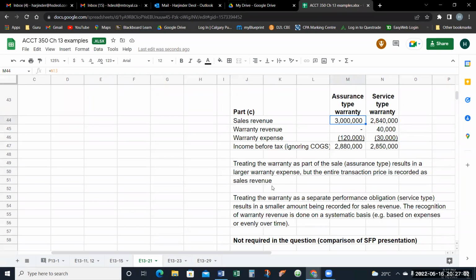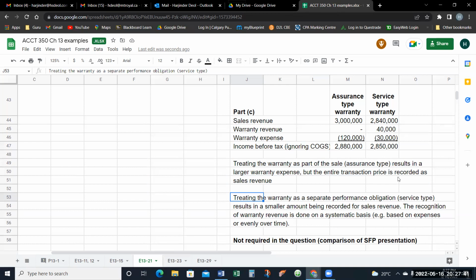revenue. In contrast, when we treat the warranty as a separate performance obligation, we get a smaller amount being recorded for sales revenue. The recognition of the warranty revenue in turn gets done on some systematic basis. Could have been evenly over time, or in this case, we based it off expenses. So that was the reason why we had two different income amounts resulting from whether the warranty was considered an assurance type warranty or if it was considered a service type warranty.